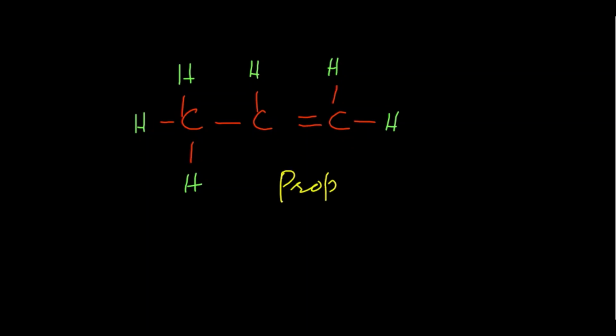Prop shows there are 3 carbon atoms, and ene shows it belongs to the alkene family. It means it has a double covalent bond between any 2 carbon atoms. Now students, next a question is given to us. What is the question? We are asked to draw the structural formula for 1-butene.